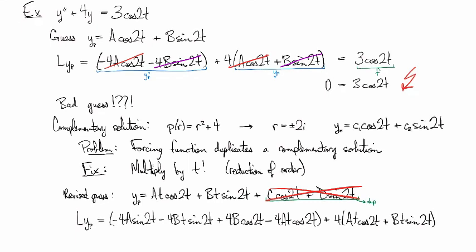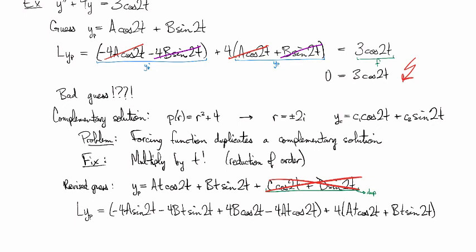And so collecting all this together, on the left-hand side we're going to have our forcing function, which was 3 cosine 2t. And on the right side, we actually have a whole bunch of cancellation. So let's see what cancels out. There's the At cosine terms: minus 4 here and plus 4 here. And then there's the Bt sine terms, and we've got minus 4 of them here and plus 4 of them here. And that looks like it.